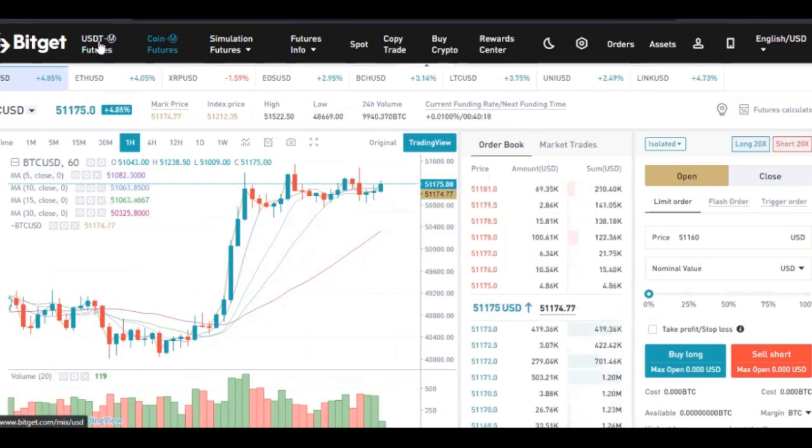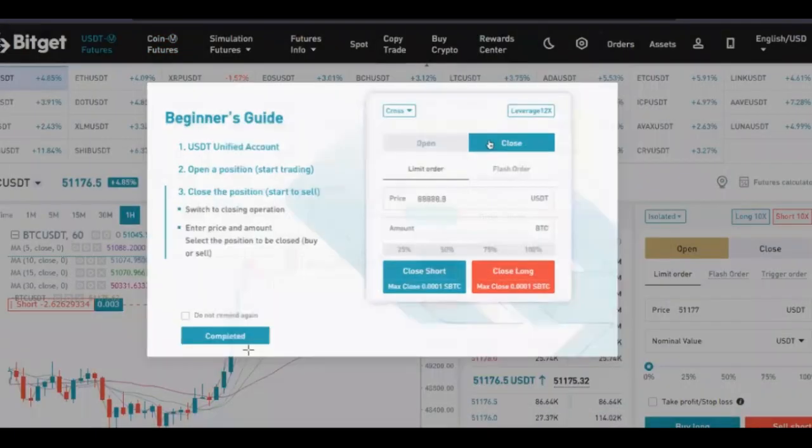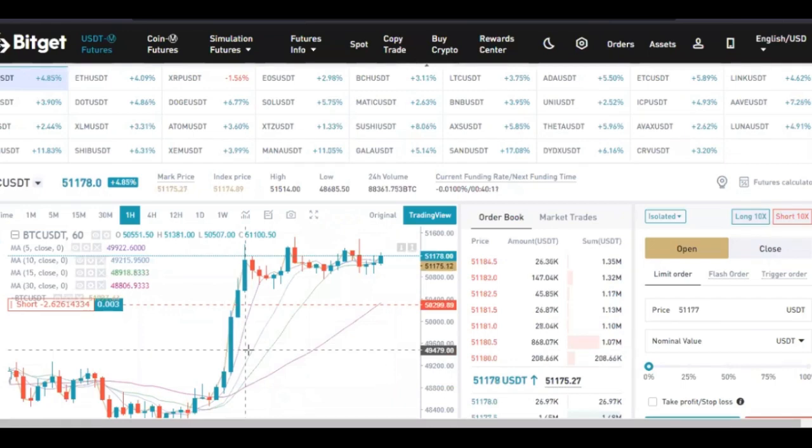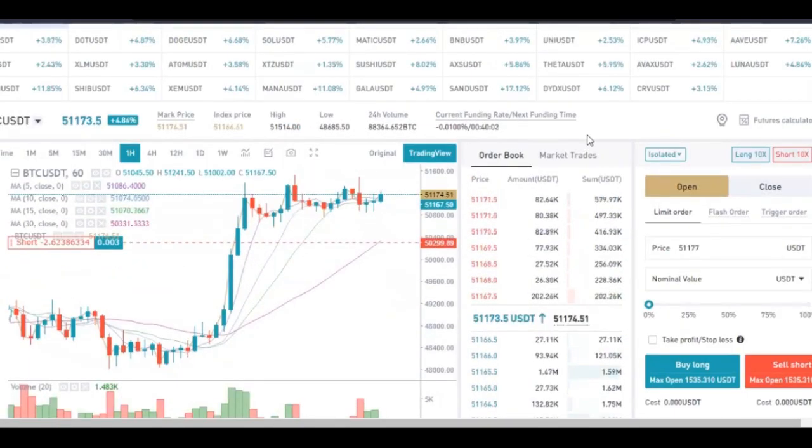But our focus here is on USDT because we always want to make profit and then convert that money back immediately to USDT to avoid losses when the price dips and the rest. So if you want to trade, you can come in here and trade. This is the futures trading interface of the Bitget platform.